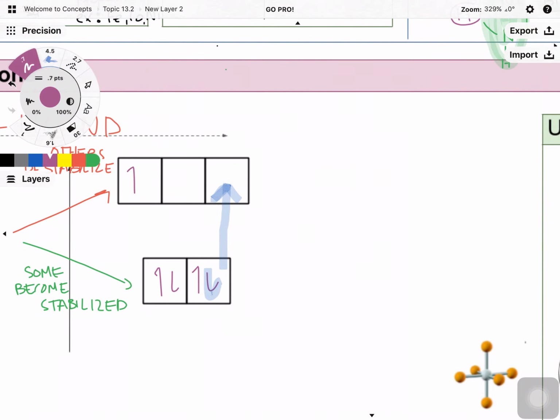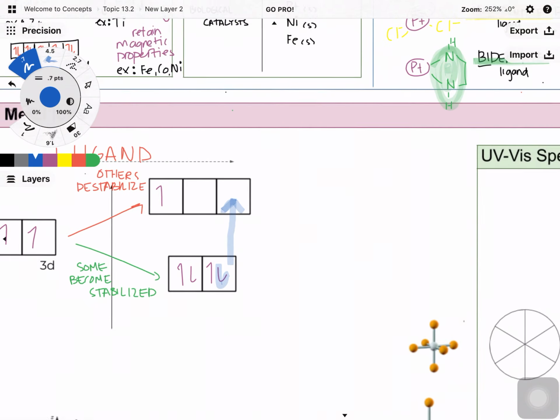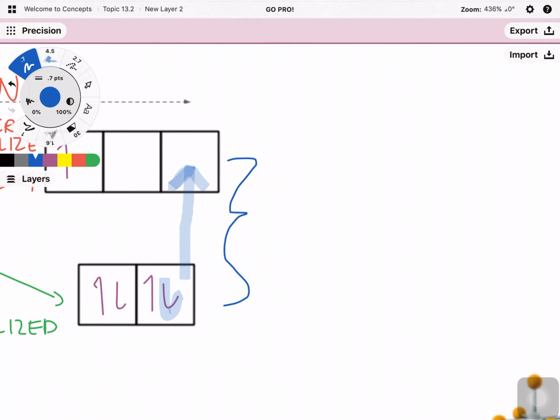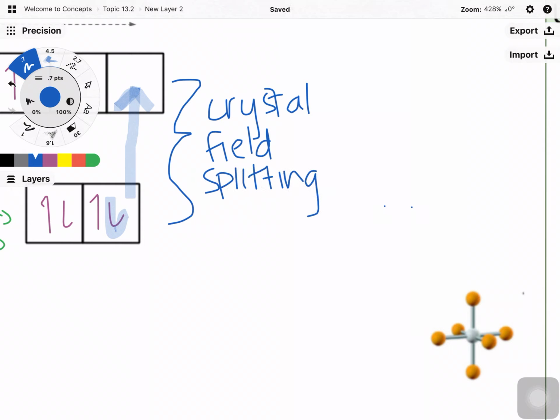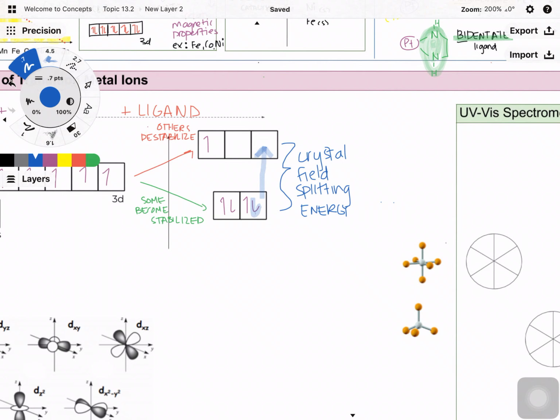Okay, we're going to look at how it does that, but first, the amount of energy required for this electron to jump is different depending on the material, but it's given a specific name. It's called the crystal field splitting energy. And it just so happens that that amount of energy is in the visible spectrum of the electromagnetic spectrum.